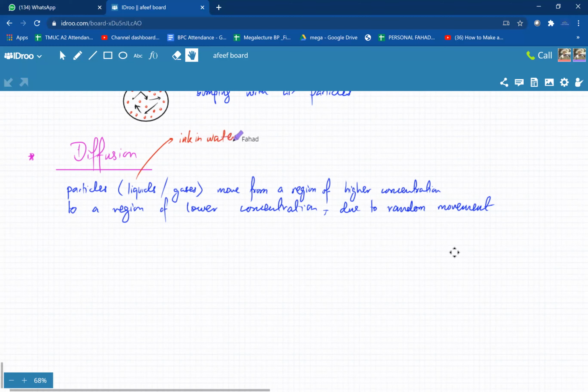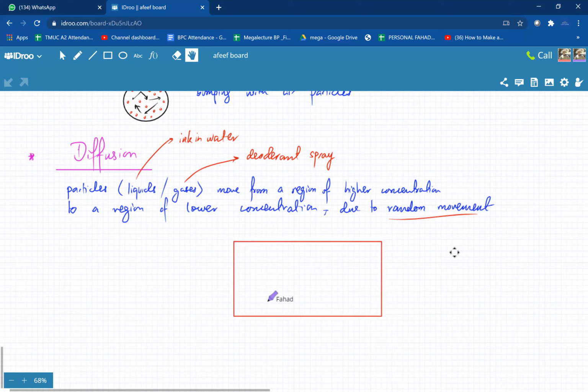What's a real world example for gases? There could be lots of examples. Spraying deodorant in the room. You spray on one side and you immediately smell it on the other side. So why does diffusion happen? Because the particles are randomly moving around. Most of the time they're in Brownian motion.